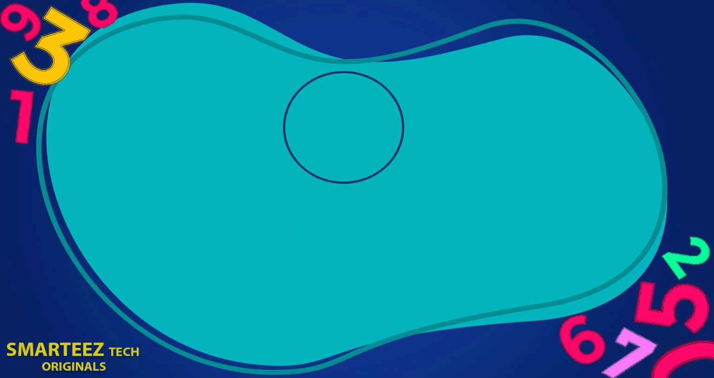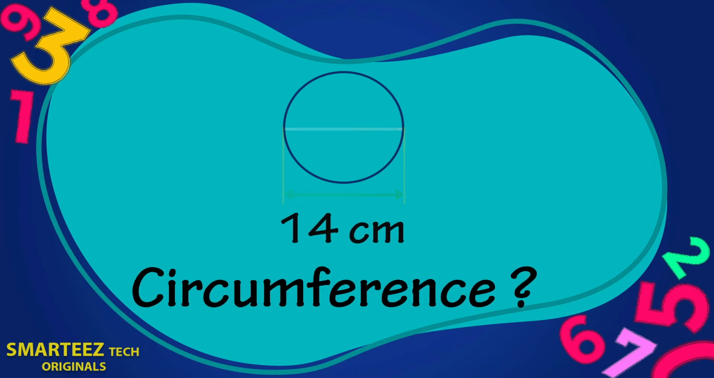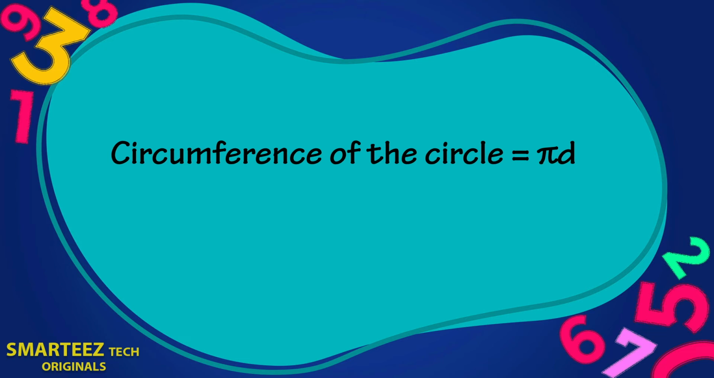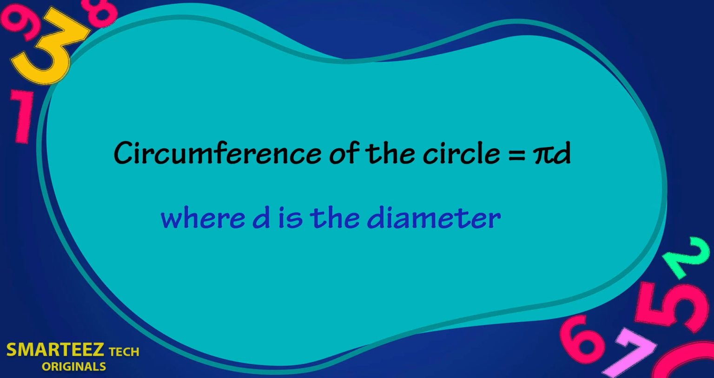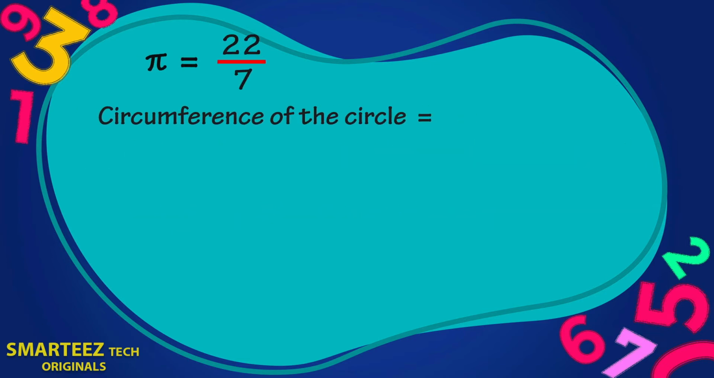If the diameter of a circle is 14 centimeter, what is its circumference? We'll use the formula for calculating the circumference of the circle given its diameter. Circumference of the circle equals pi d, where d is the diameter. Using the approximate value of pi as 22/7, circumference of the circle equals 22/7 times 14.